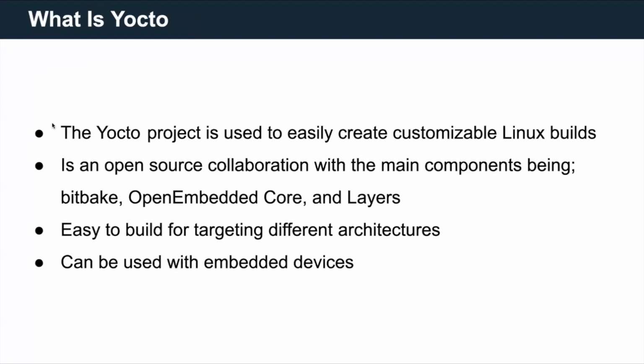Before diving a little bit more into wolfSSH's use with Yocto, a little bit about what is Yocto. As most of you know, Yocto is a project used to easily create customizable Linux builds. It's an open source collaboration with the main components of it being BitBake, which is used to build the packages, and then Open Embedded Core, which hosts a lot of the packages and recipes, and then Layers, which is used to point your project to where you want your packages to come from.